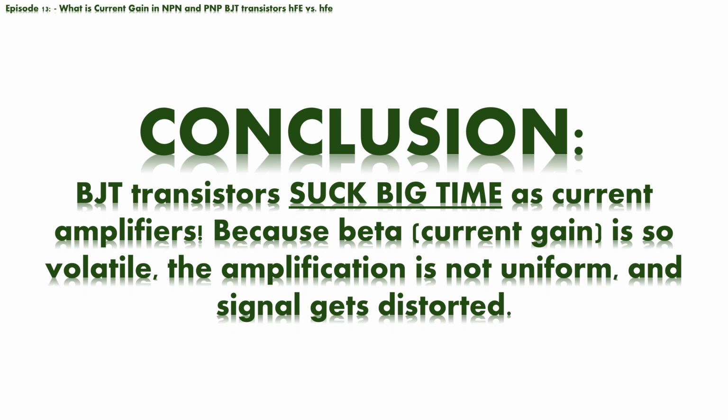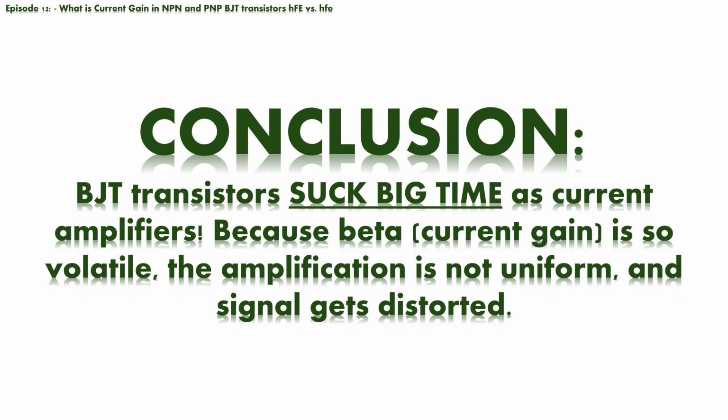Well, the conclusion is this: as current amplifier BJT transistors suck big time. Because beta is so volatile, and it is dependent on values for VCC and RB, the smallest changes in base current would cause uneven amplification of any signal. This causes distortion in signal amplification.